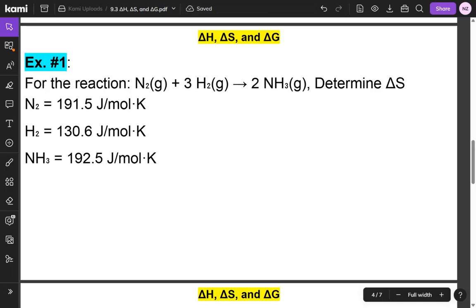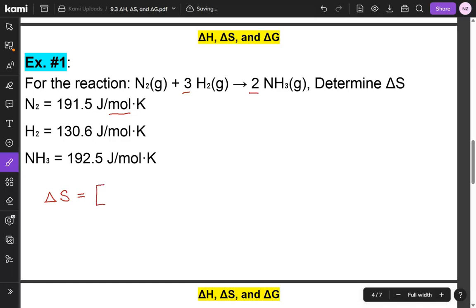So here's an example. We have a chemical reaction, and it's asking us to determine our entropy. We're given some values here for all of the entropy values. Now notice it's the number of joules per mole. In our reaction, hydrogen has 3 moles and NH3 has 2 moles. So when we go to find our entropy, we're going to multiply each value by the number of moles. We can find delta S by doing products minus reactants.